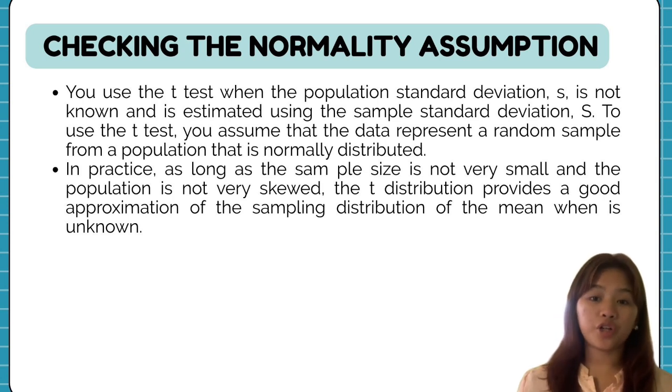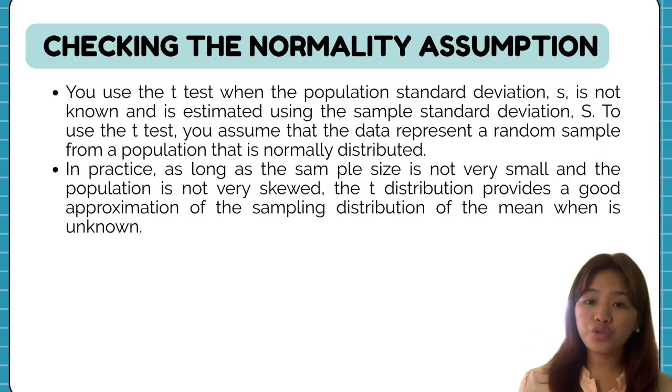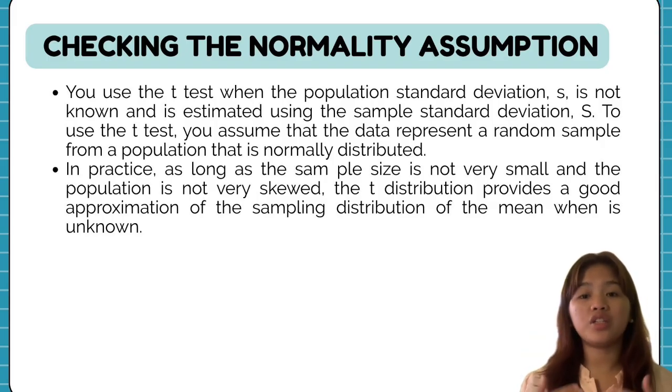In practical terms, the t-distribution remains a reliable approximation for the sampling distribution of the mean, even if the population is not perfectly normal, as long as the sample size is not too small and the data are not heavily skewed. This makes the t-test a robust tool for inference in many real-world scenarios where perfect normality cannot be guaranteed.